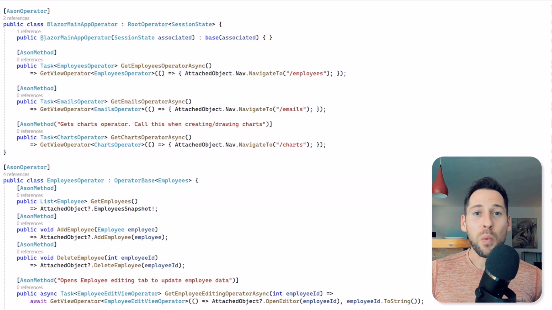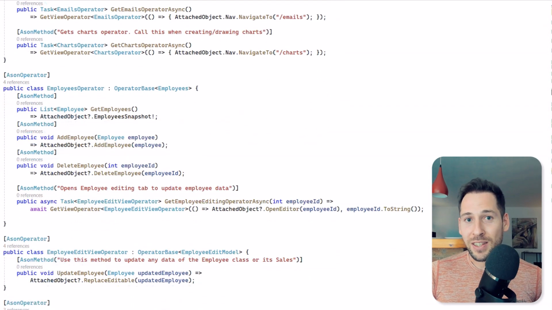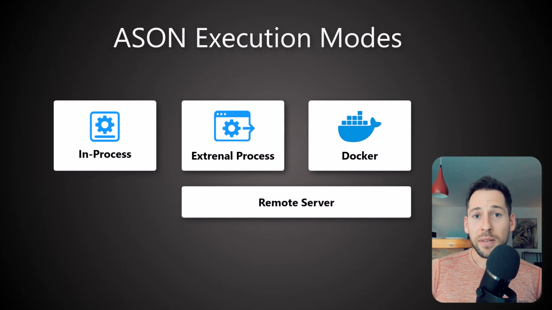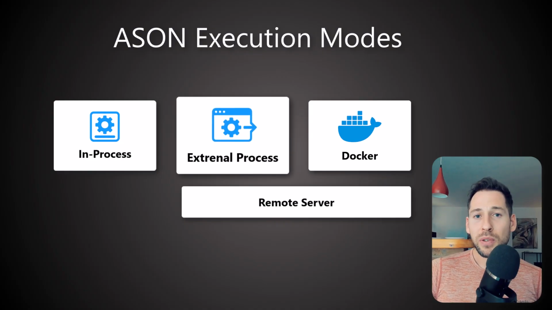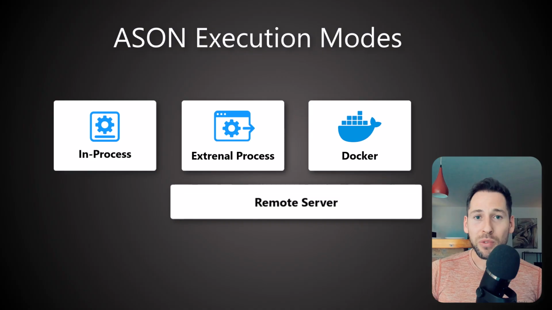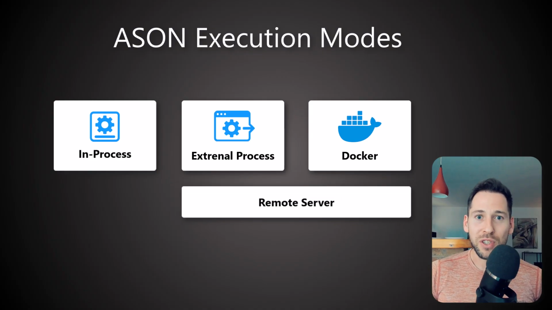At this point you might wonder, wait, can ASON access any object and execute arbitrary code? Good question, and the answer is no. You explicitly define what's accessible using operator classes. But executing C# generated scripts sounds risky, right? Yes, and that's why ASON supports multiple execution modes. In-process for trusted environments and testing, external process which communicates using standard input-output, and Docker container for maximum sandboxing. You can even run scripts remotely, perfect for mobile or distributed systems.